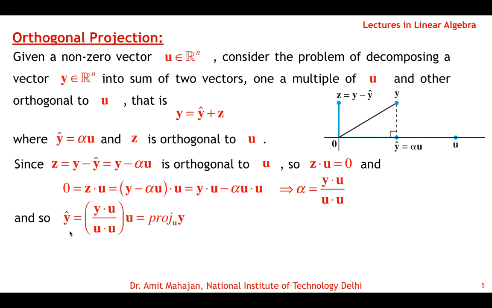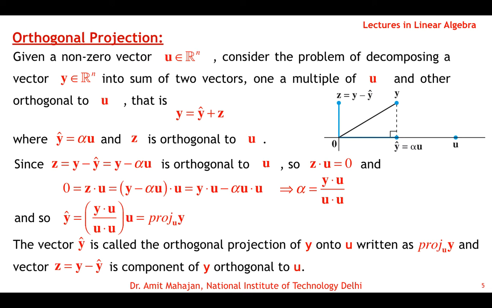Okay, so y cap we can calculate as alpha u, and alpha is this, so we immediately get y dot u over u dot u times u, and it is the projection of y in the direction of u, so we can write it as projection of y onto u. Okay, so this is the symbol projection of y onto u, or y cap, which is calculated as this value. Okay, so the vector y cap is called the orthogonal projection of y onto u, and vector z, which is the perpendicular vector, can be calculated as y minus y cap. Okay, and it is orthogonal to u vector.